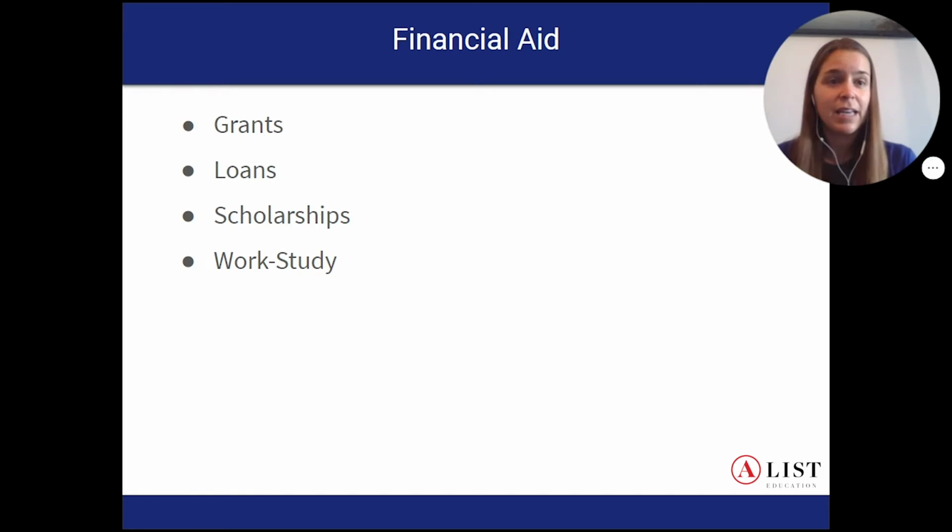And then work study. Work study is a type of financial aid that you get from the federal government. And this is something where students will need to get a job on the campus in order to earn that money. So it's not automatically given to them. They do need to work to receive that money.